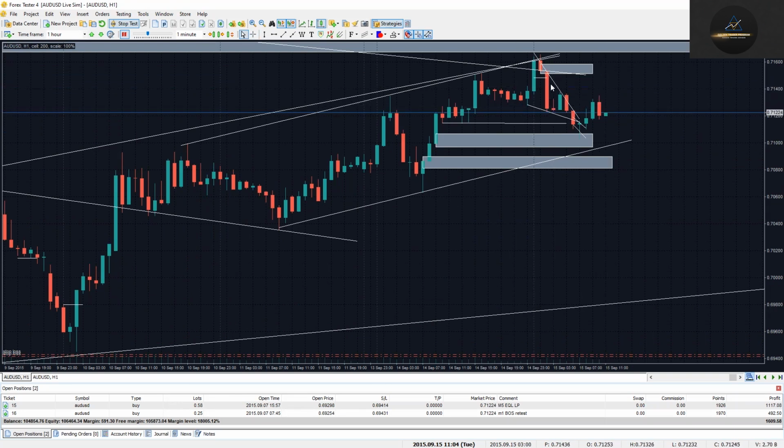So this was the breaker structure. We've got a little bit of an imbalance here, so we might get a reaction from this H1 imbalance. I'm just going to map this out. Here we go. Let's just keep it there and see what kind of reaction we get from that level. I would ideally like to take some profits there.